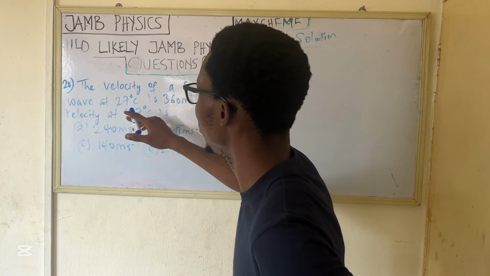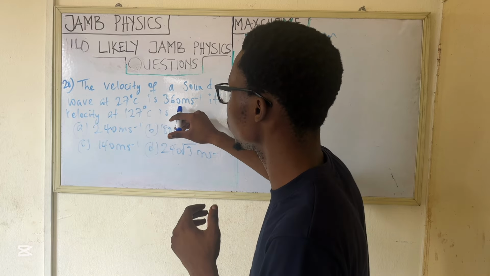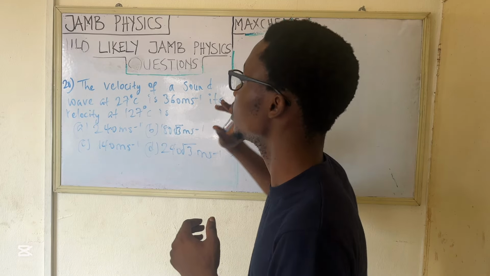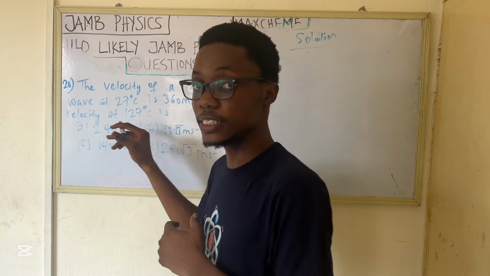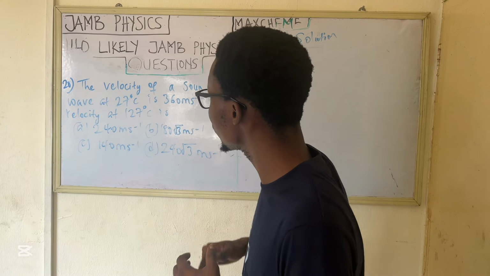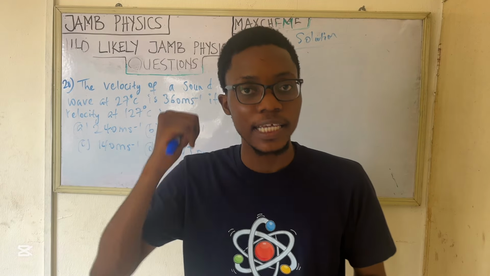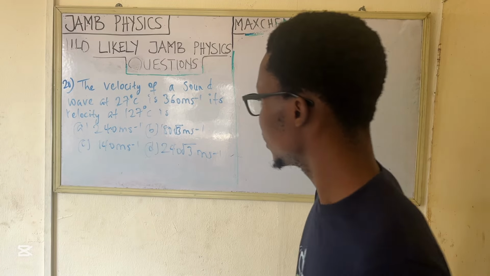The temperature was 27 degrees Celsius. Then the velocity was 360 meters per second. The temperature increased to 127. Now what will happen to the velocity? The velocity also will increase. Definitely.